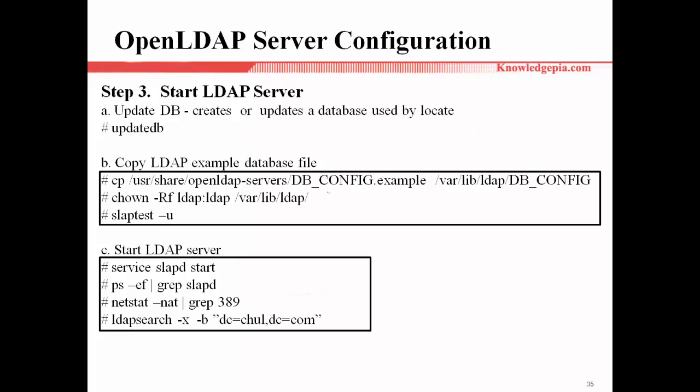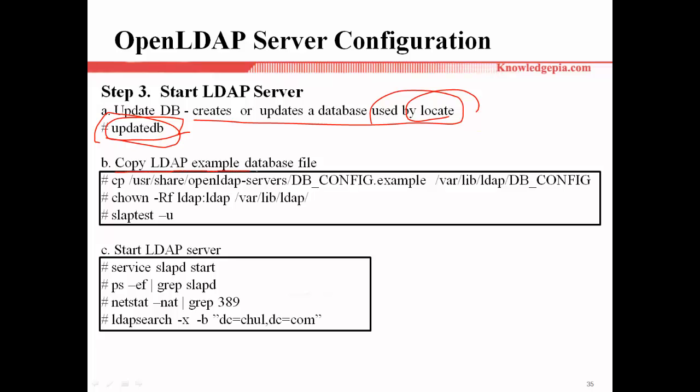Step 3. Start the LDAP server. At first, you need to use this command, updatedb. updatedb means create or update the database used by locate. Locate means find the names. In the previous step, we modified the LDAP database file, so using this command, we will update it.